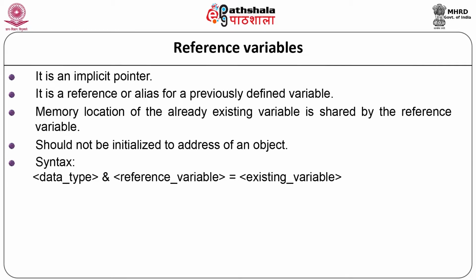The syntax for declaring the reference variable is as follows: data type ampersand reference variable name equal to existing variable, where data type is the type of the data to which the reference variable is pointing to. Ampersand is known as a reference operator. A reference variable is a new variable which is pointing to the already existing variable and acts as a reference. Equal to is known as an assignment operator. Existing variable is a previously defined variable which originally holds the data value.